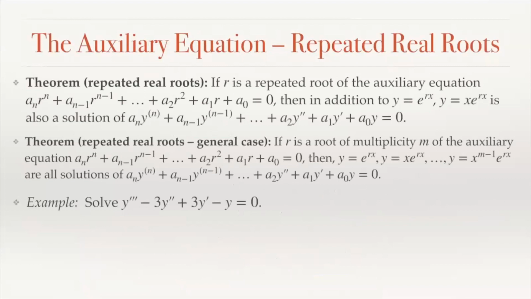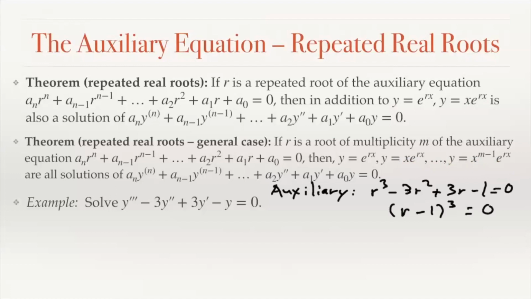Now, what if there's a triple root? Well then, not only would x times e to the rx be a solution, but also x squared times e to the rx. And if it's a quadruple root, also x cubed times e to the rx. So here, for example, the auxiliary equation, r cubed minus 3r squared plus 3r minus 1 is 0. That factors as r minus 1 cubed is 0. So r is equal to 1 with multiplicity 3.